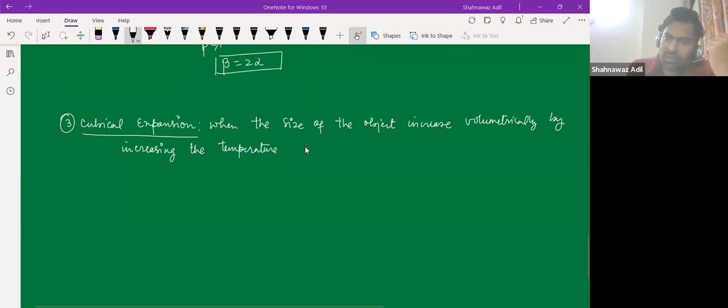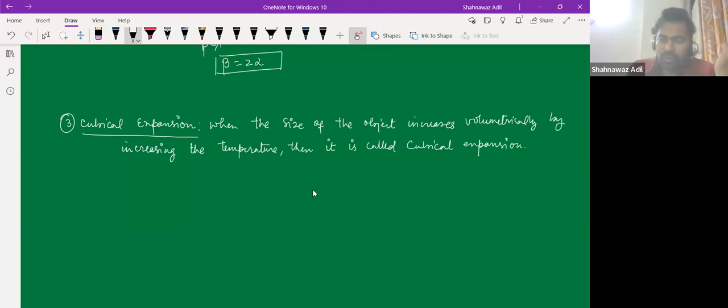Yeah, so when the size of the object increases volumetrically by increasing the temperature, then it is called cubical expansion, right? So the change in volume. So if we have this volume of the object, right?